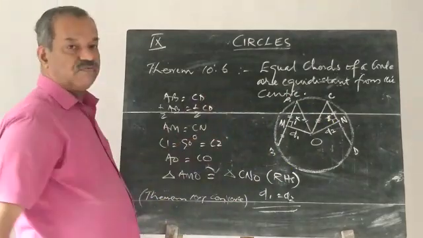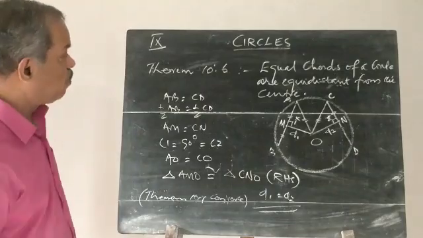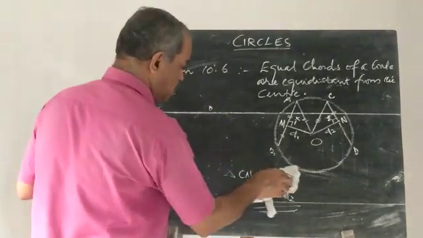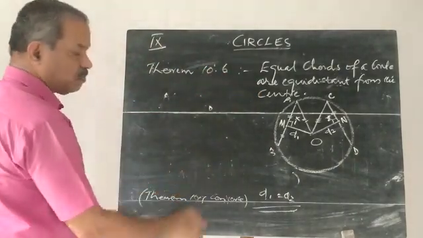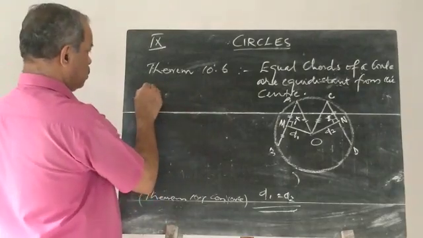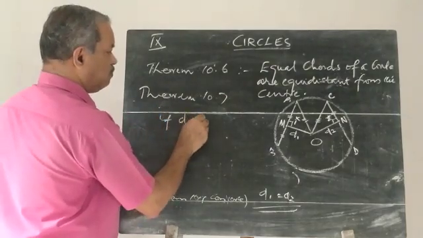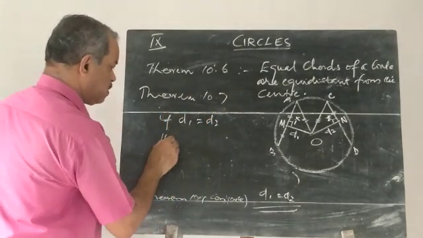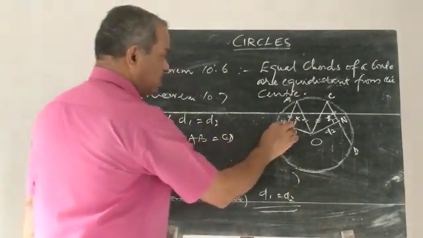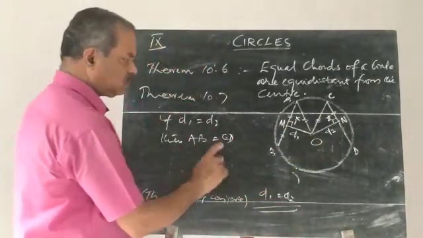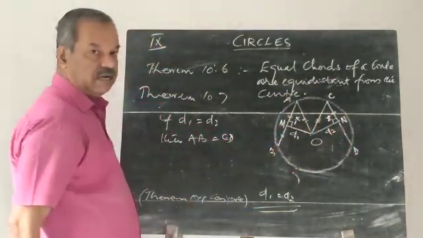Now what gives a converse? If the distances are equal, then the chords are equal. How can we prove this? The converse of theorem 10.6 is theorem 10.7: if D1 equal to D2, then AB equal to CD. For that, consider the same figure. We are given D1 equal to D2. We want to show that AB equal to CD.